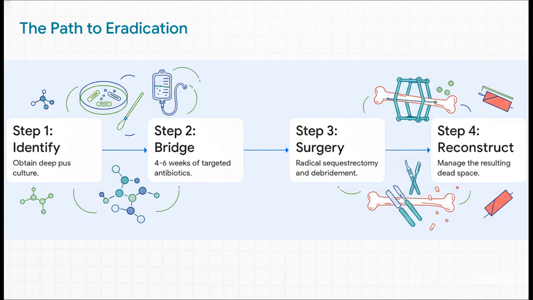Step 1 is pathogen identification. You must get that deep pus culture first. Step 2 is a conservative bridge. Based on that culture, the patient receives 4 to 6 weeks of targeted antibiotics and aggressive local wound care. But the only cure is Step 3, definitive surgery. This involves a radical sequestrectomy, removing all the dead bone, and a complete debridement of all infected tissue. And finally, Step 4 is managing the resulting dead space, which might involve antibiotic beads or more complex reconstructive procedures for large defects.